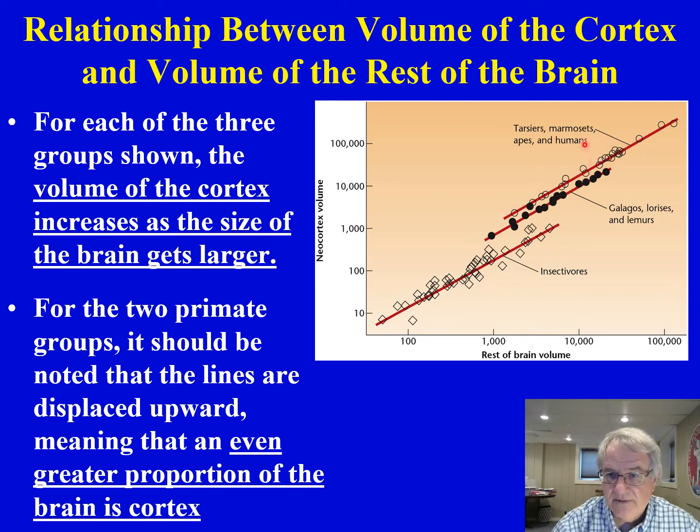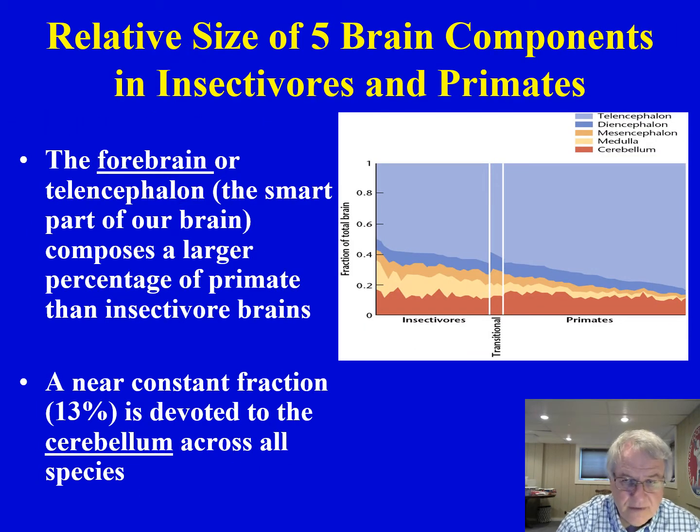Take a look at marmosets, apes, humans. Again, you're getting this upward deflection. Here are infrahuman primates that are considered not to be as advanced. So again, this upward deflection means that more of our brain is being devoted to this smart part, this frontal cortical area.